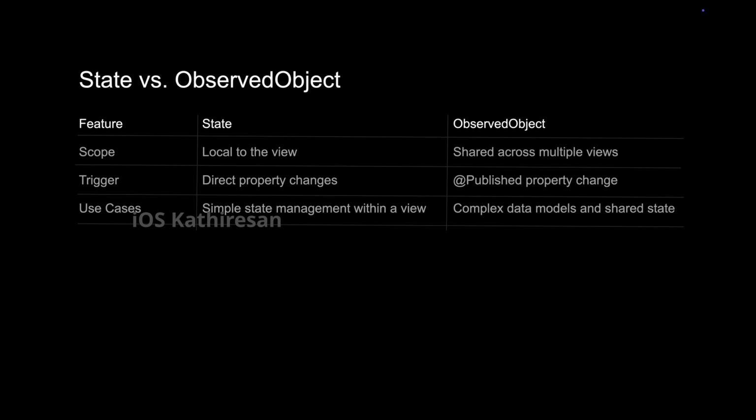Okay, trigger means that changes will be directly triggered, because we are implementing within the view, so State is better. If we are using it for multiple views, we have to define @Published property changes. Then only will the particular variable trigger, and also it can be observed by the ObservedObject in the view.